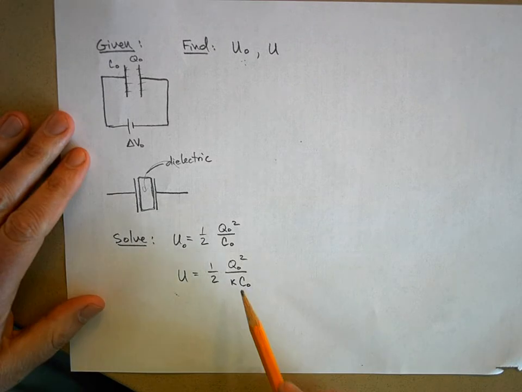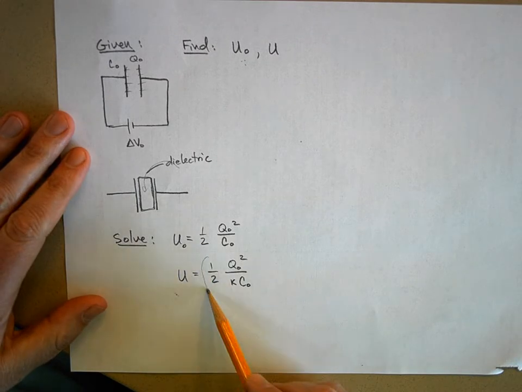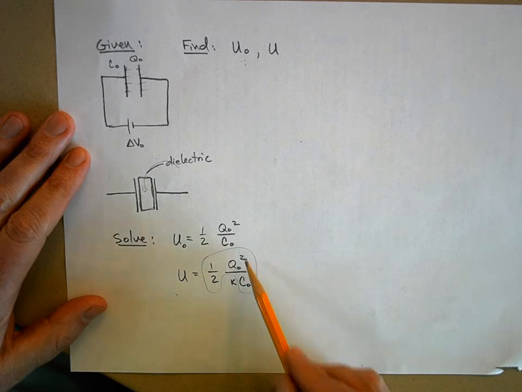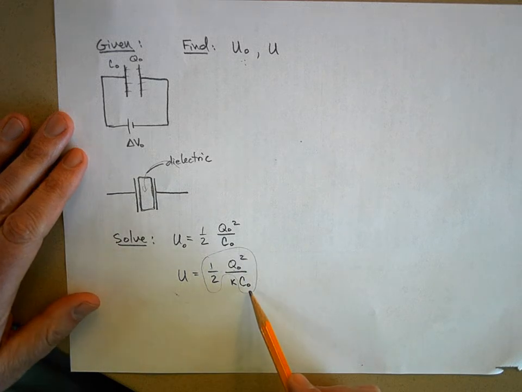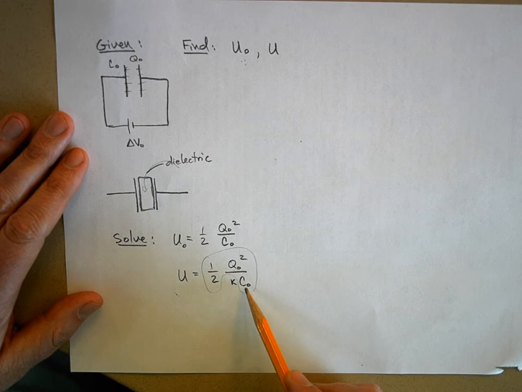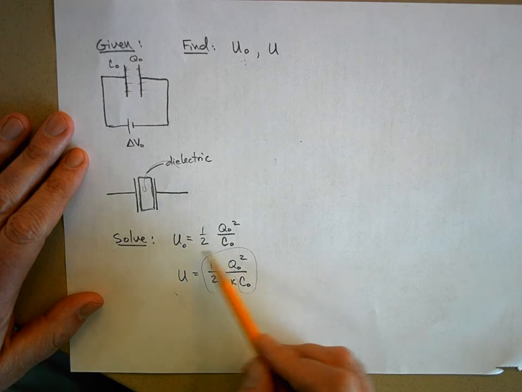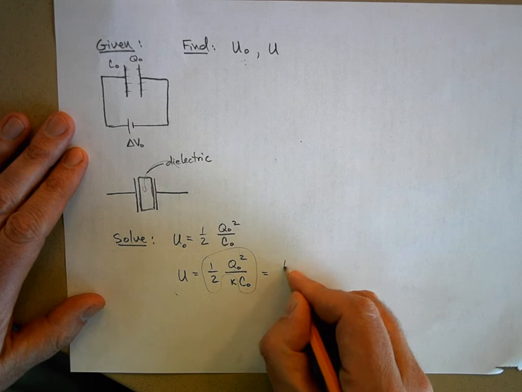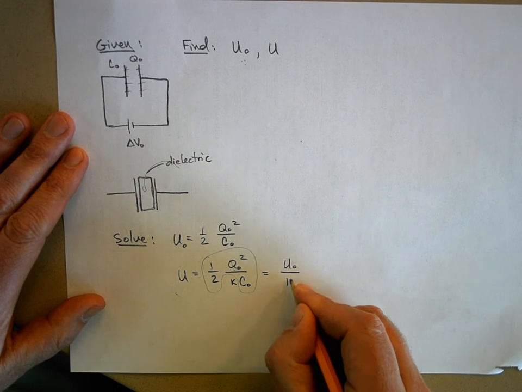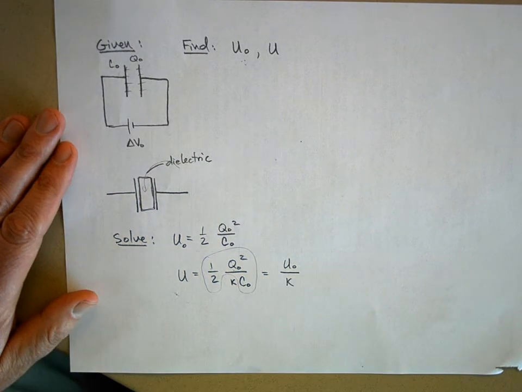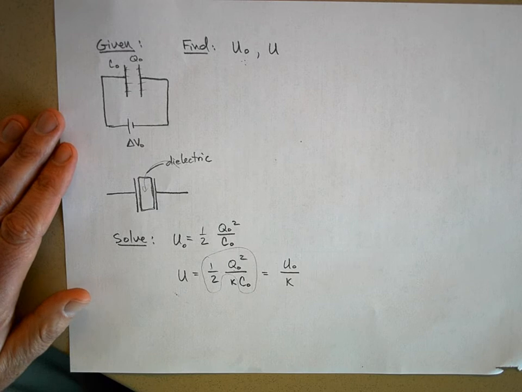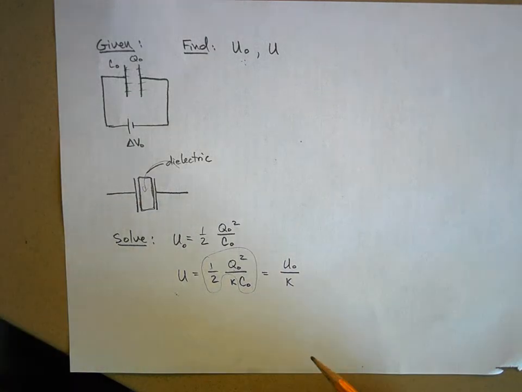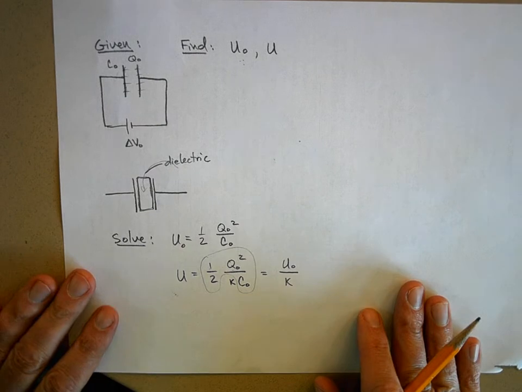Okay, but look at this. 1/2 Q naught squared over C naught, well, that's just U naught. So this is going to be U naught divided by kappa. Now, okay, that's my answer, but what does it mean?